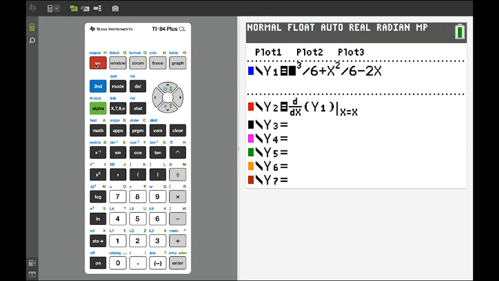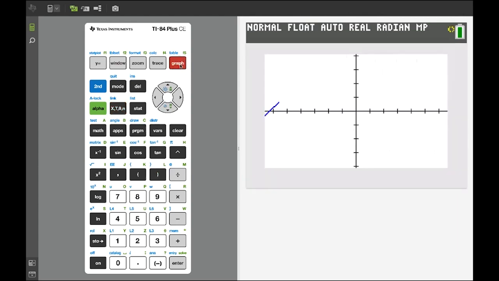Now let's go back to the y equals menu and change to another function in y1. We won't need to change anything in y2 because we've already defined it in terms of y1. So I'm just going to make y1 the familiar function sine x. We'll graph it and notice that it's automatically graphed the derivative along with it. There we see the familiar cosine function.